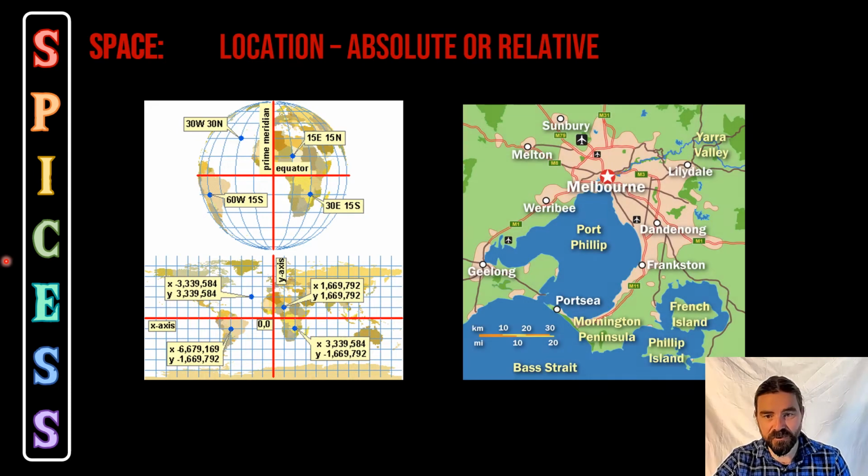Relative locations, on the other hand, is something relative to something else. So for example, here's Melbourne, here's Portsea. I might say Portsea is southwest of Melbourne. That's its relative location, not its absolute location. That will be like a GPS coordinate. It's relative to where Melbourne is. That is space.